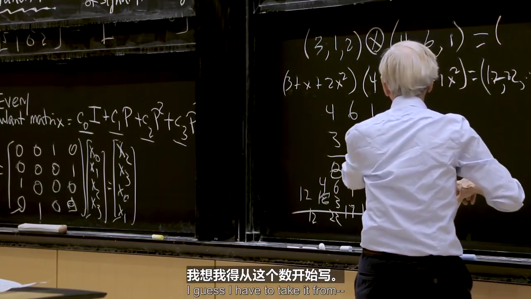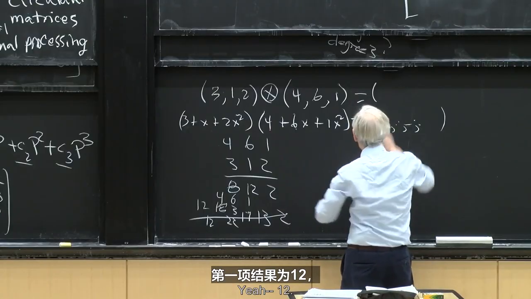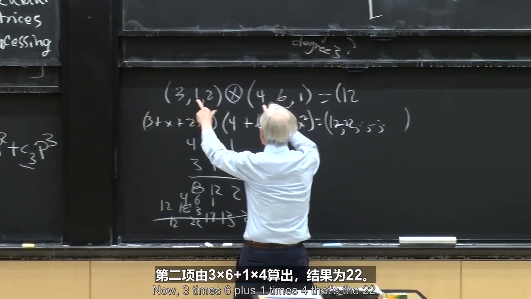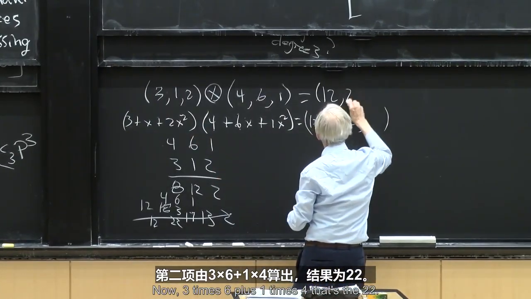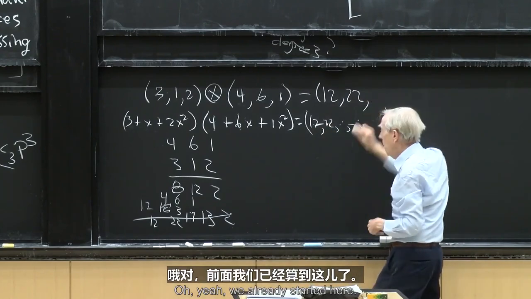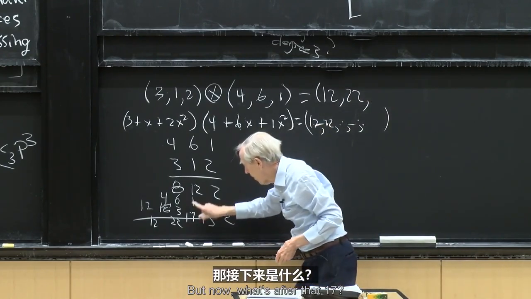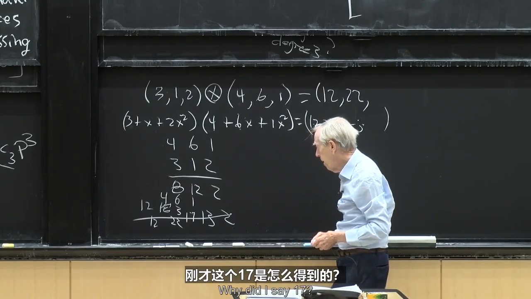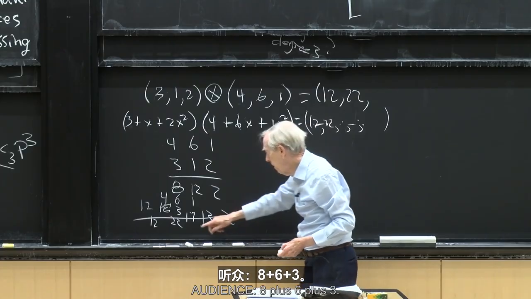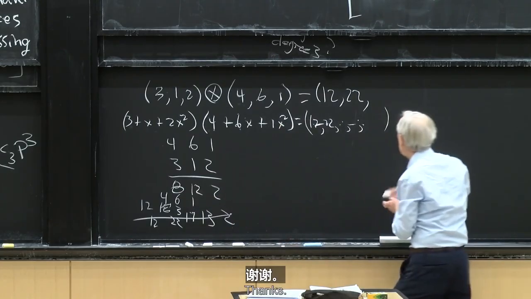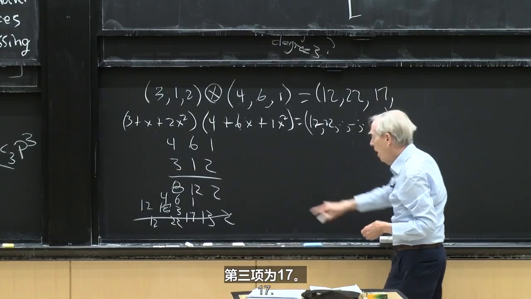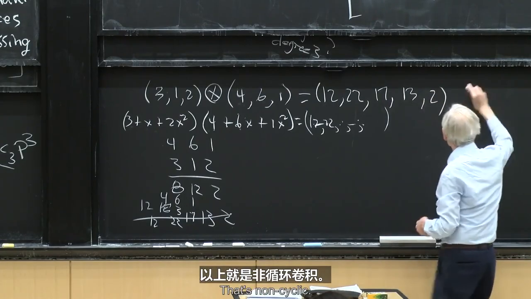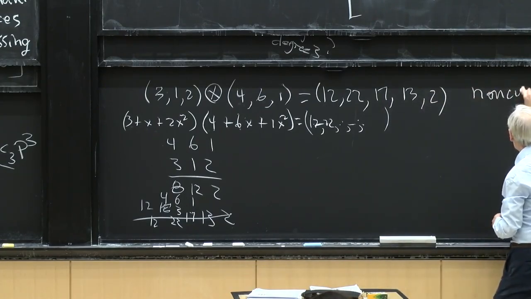That the convolution, I guess I have to take it from 12. 3 times 4 gave 12. Now 3 times 6 plus 1 times 4, that's the 22. Oh yeah, we already started here. But now, what's after that? 17? Why did I say 17? Oh, 8 plus 6 plus 3. Thanks. 17. And then 12 plus 1, 13. And then 2. That's non-cyclic.